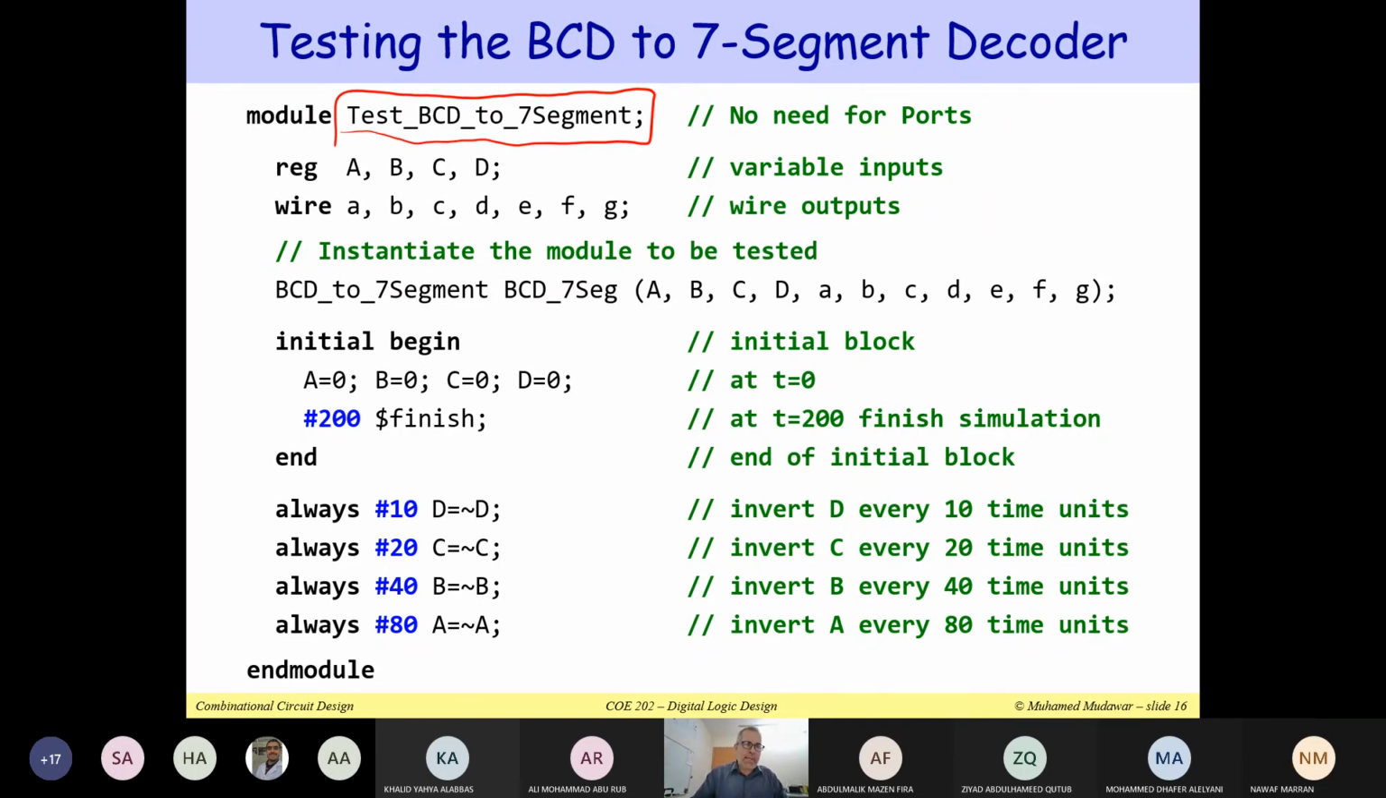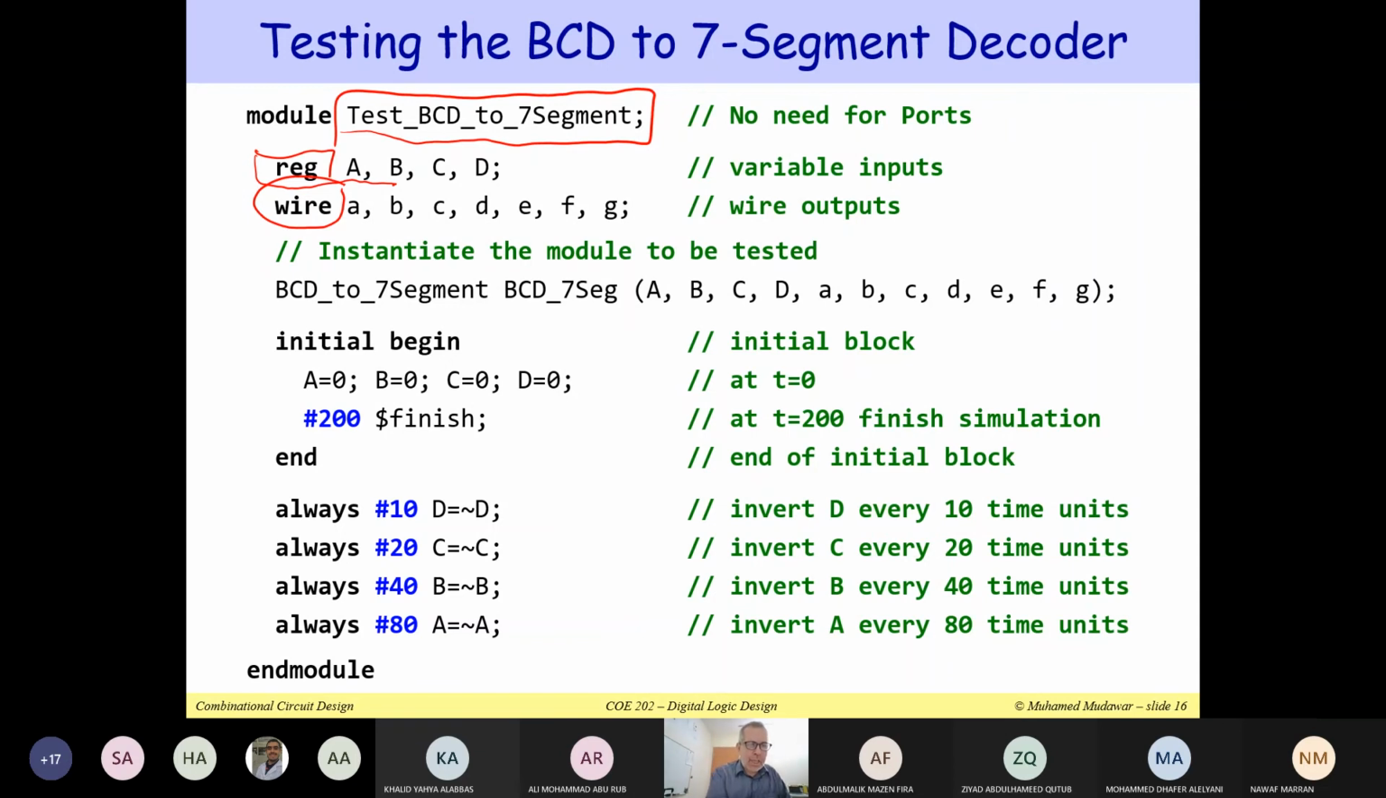And then you have to declare your inputs as variables. Notice that here variable means of type register. Register means variable. And the outputs will be wires. So we have 4 inputs, we have 7 outputs. Again, they don't really have to match the names inside the module. You can give them whatever names.